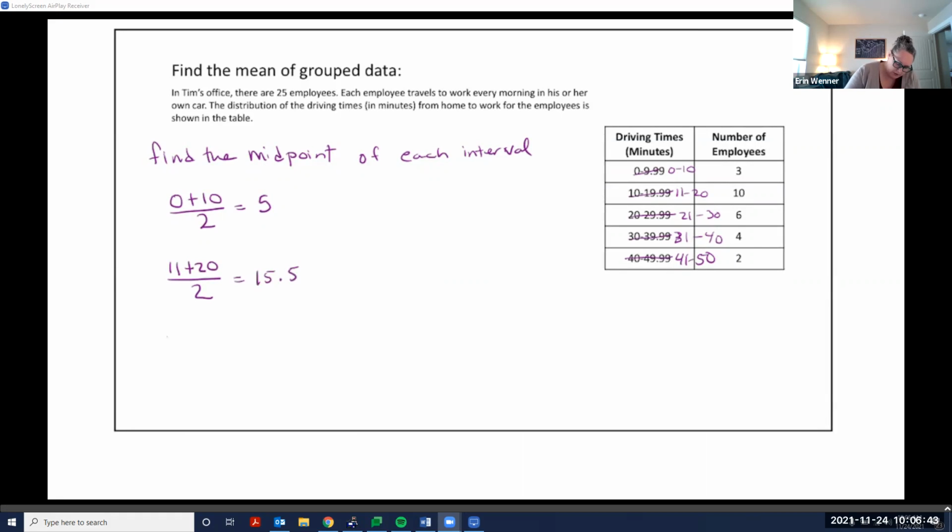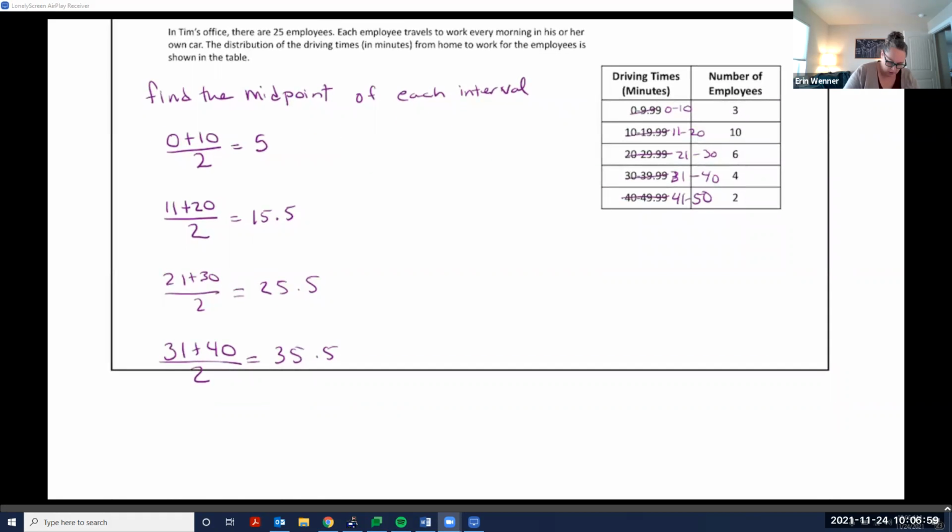Then we've got 21 to 30. So 21 plus 30 divided by 2 gives us 25.5. 31 plus 40 divided by 2 gives us 35.5. And then the last interval, 41 plus 50 divided by 2 gives us 45.5.